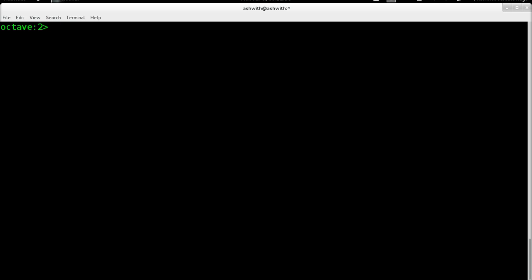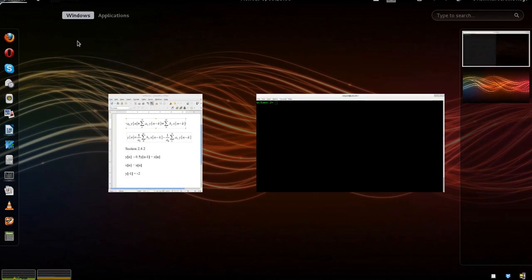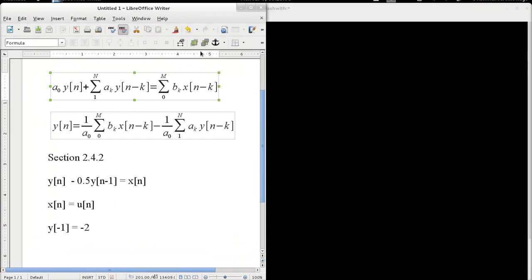So today I'd like to show you how to solve difference equations in Octave. Okay, and solving this is quite easy. This will be a pretty small tutorial. And before we actually get into solving difference equations, I'd like to just show you a small concept.